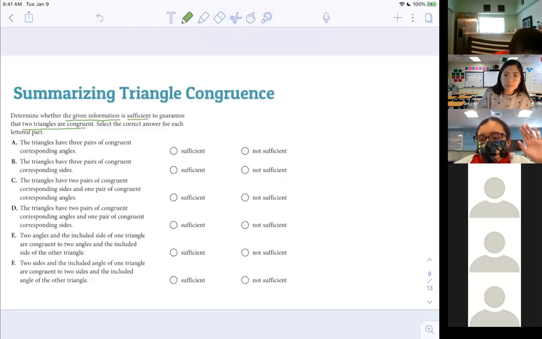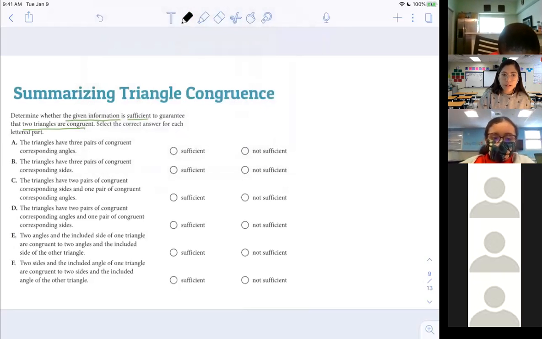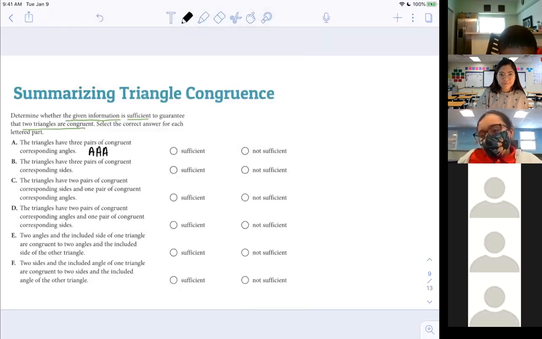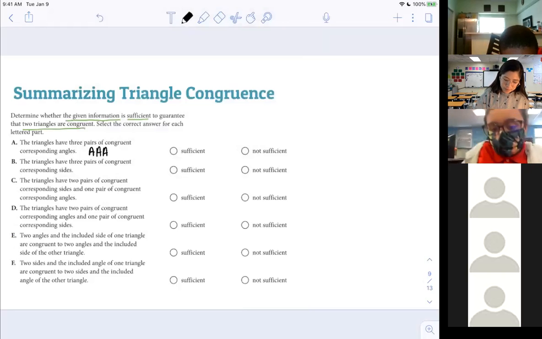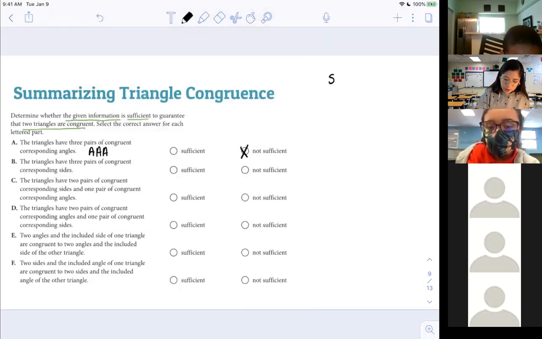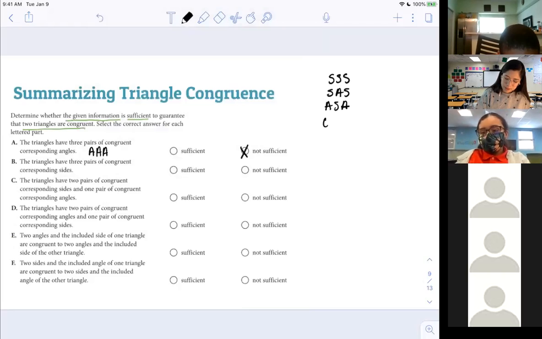Because the angles can be the same, but in order for them to be congruent, the length of their sides have to be the same too. Right. So this is telling us basically that you have AAA. But is there anything at all that I've ever said that is AAA? No. Because remember, there's only 3 options we know about so far: SSS, SAS, ASA, and then obviously CPCTC.